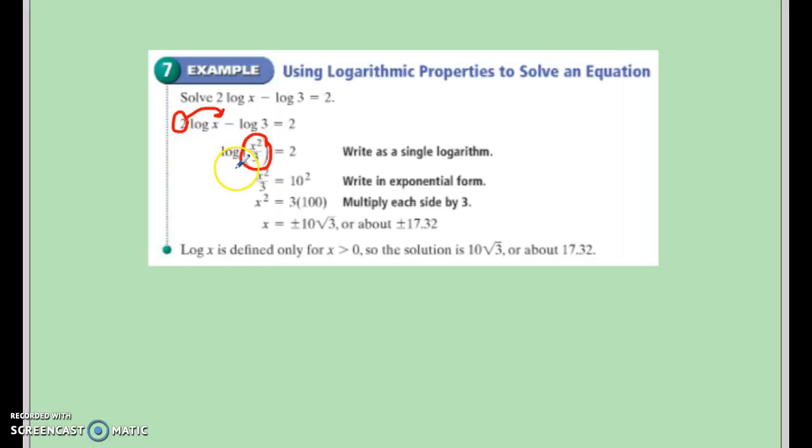So my base 10 to this 2 power, so squared, equals what I have left over here, x squared divided by 3. So the first thing I do, right, is I multiply both sides by 3, and then I take the square root. And remember that when I take the square root of a value, I have to have this plus and minus, because it is both. It's positive and it's negative. But here's a little caveat. The log of x is defined only when x is greater than 0. So I really only have one solution here. So it's 10 times the square root of 3, or approximately 17.32.